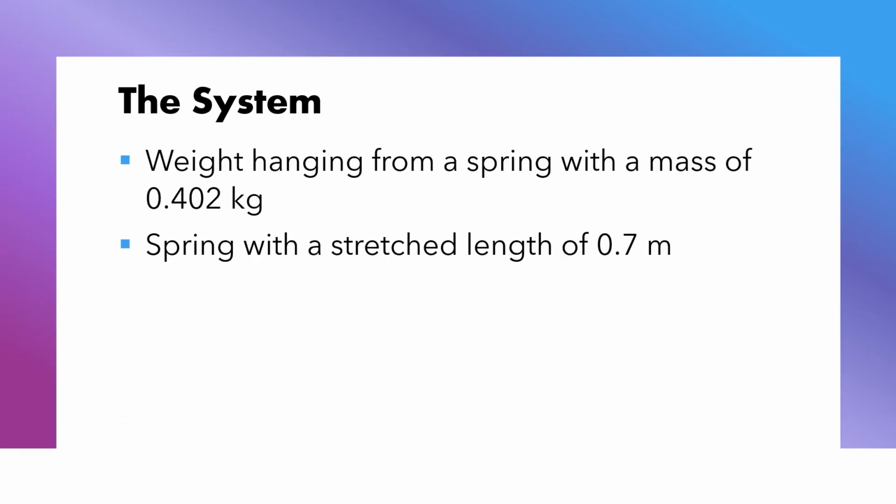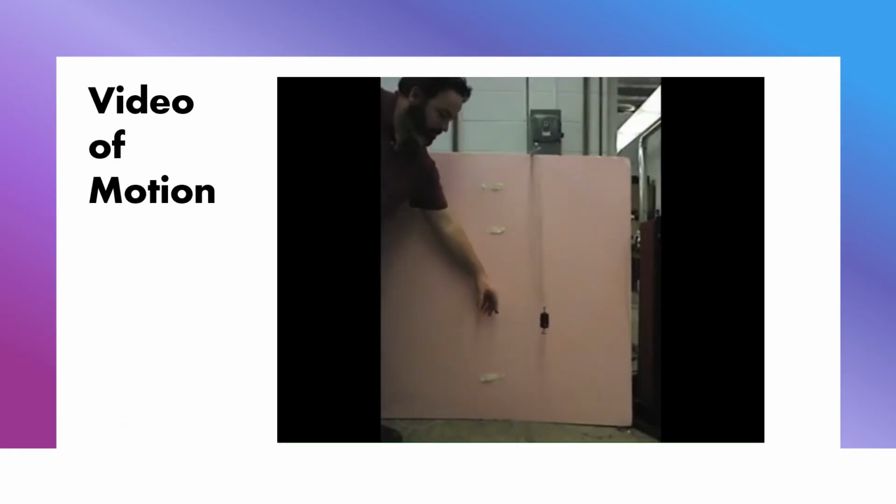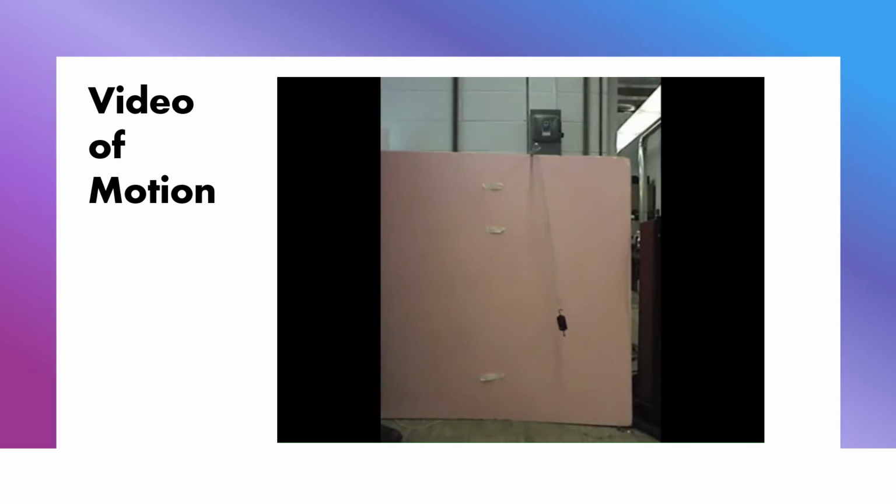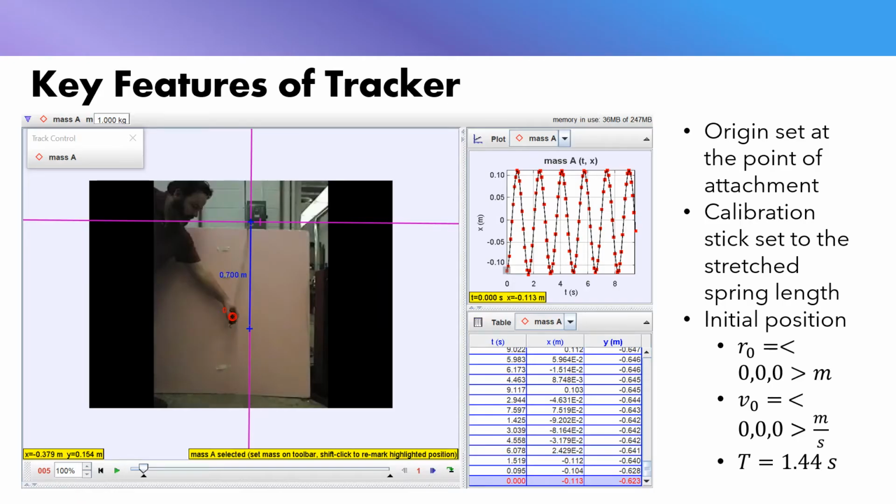Here is a description of the system. This is the video of motion that I analyzed in Tracker. Note that there is both X and Y direction movement. I oriented Tracker by setting the origin at the spring's attachment point. I calibrated the video with the known length of the stretched spring. My initial position was found in the table in the bottom right corner, and my initial velocity was 0 because the weight on the spring started from rest.